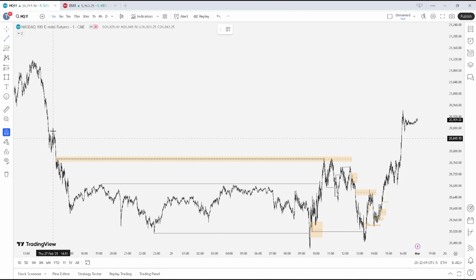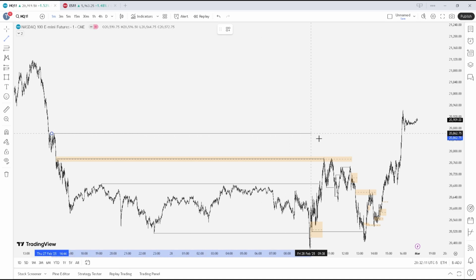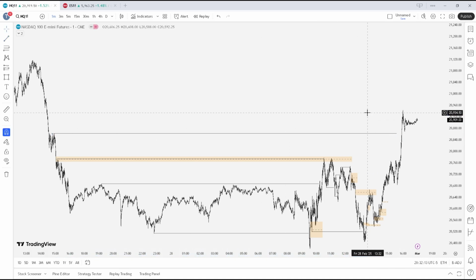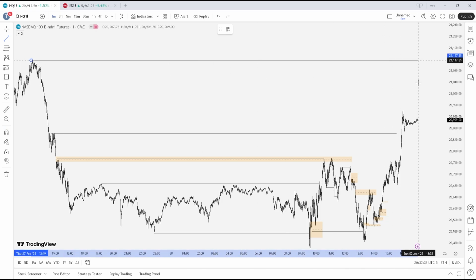Something like these highs right here would have been a good spot to expect a terminus, but as you can see here, we displaced through it. So what does that mean? That means that this level right here wasn't strong enough to actually be the terminus. So maybe something like these highs up here, they'll be the terminus.